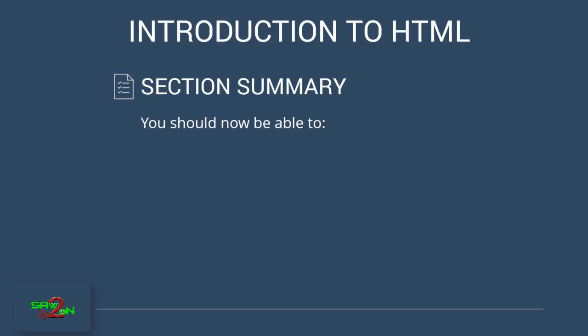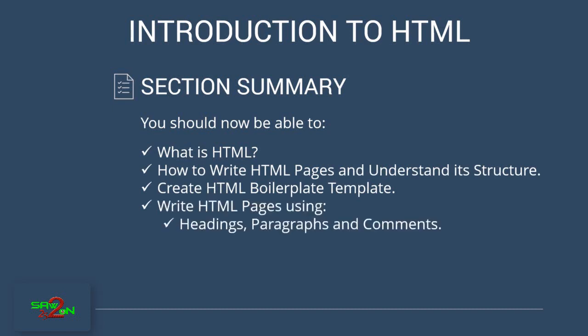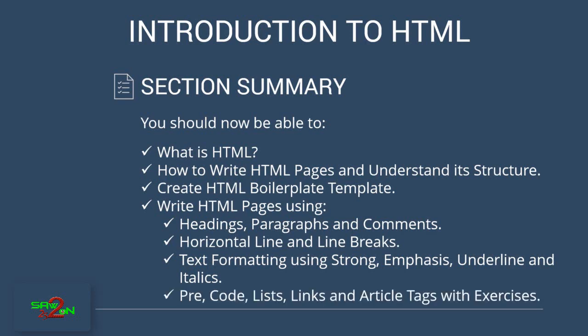Welcome to the section summary. By now you should be able to understand what HTML is and what the purpose of HTML is. You should be able to write HTML pages and understand their structure. You should know how to create an HTML boilerplate and also write HTML pages using headings, paragraphs, comments, horizontal line breaks, text formatting using strong, emphasis, underline and italics. Then use some of these HTML tags like pre, code, lists, links and article tags.